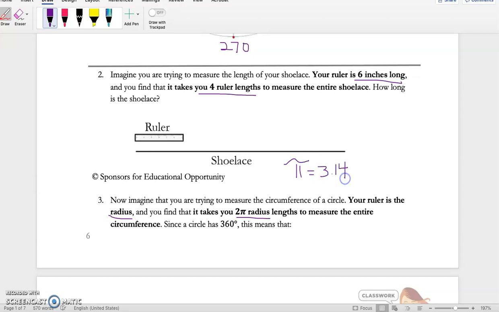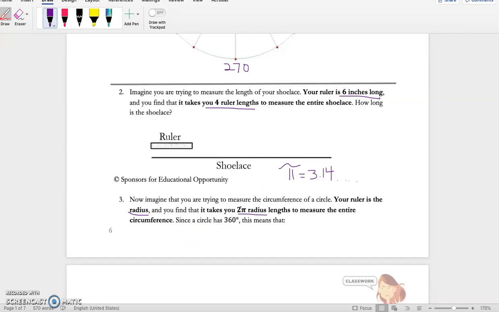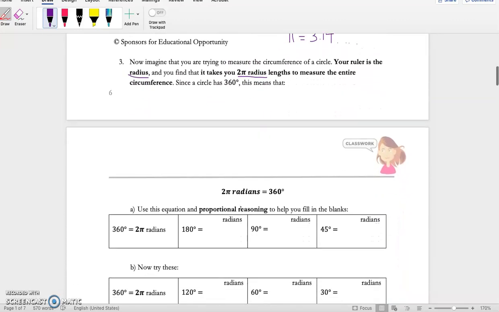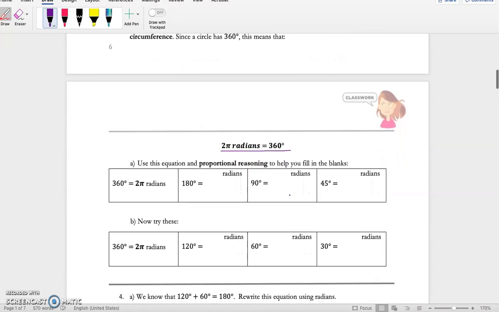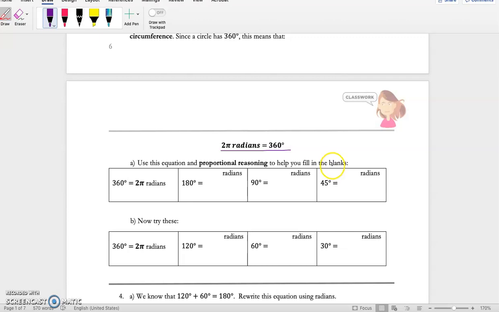Pi represents 3.14, and there are infinitely many numbers after that. So when we say 2 times pi, it's about 6.28 something. If we just say 6.28, that's not the exact circumference, but 2 pi gives us the exact value. Since there are 360 degrees in a circle, that means that 2 pi is equal to 360. That is our conversion rate. So you're going to use this relationship and proportional reasoning to help you fill in the blanks. So we know that 360 degrees is equal to 2 pi radians.